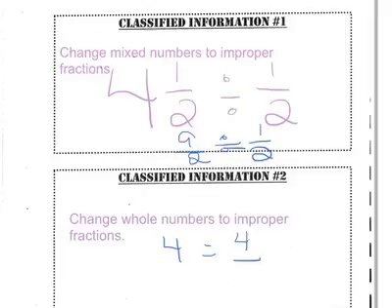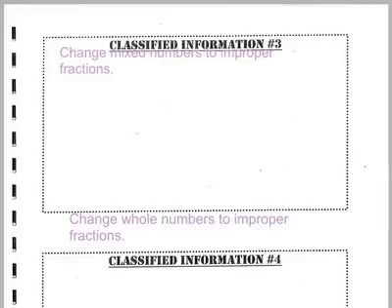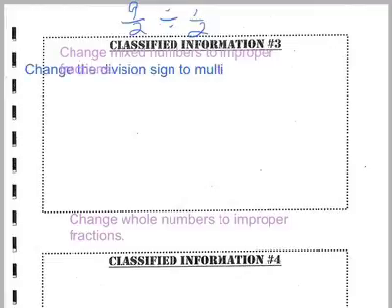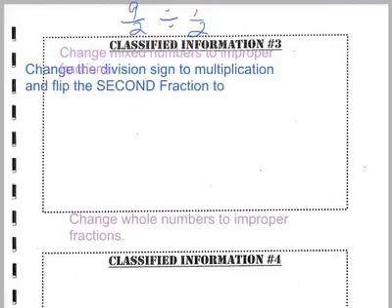So let's go to classified information piece number 3. I'm going to write the problem up here. 9/2 divided by 1/2. We want to know how many halves there are in 4 1/2. So classified information piece number 3 is that we need to change the division sign to multiplication and flip the second fraction to its reciprocal.